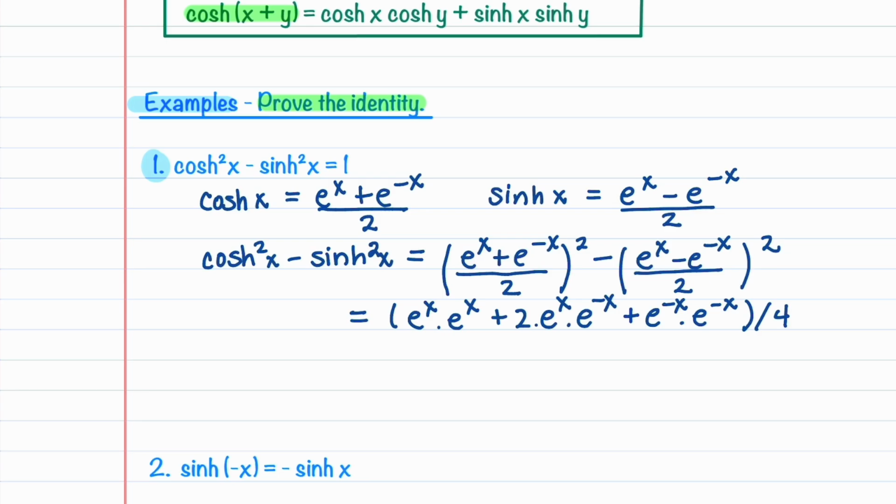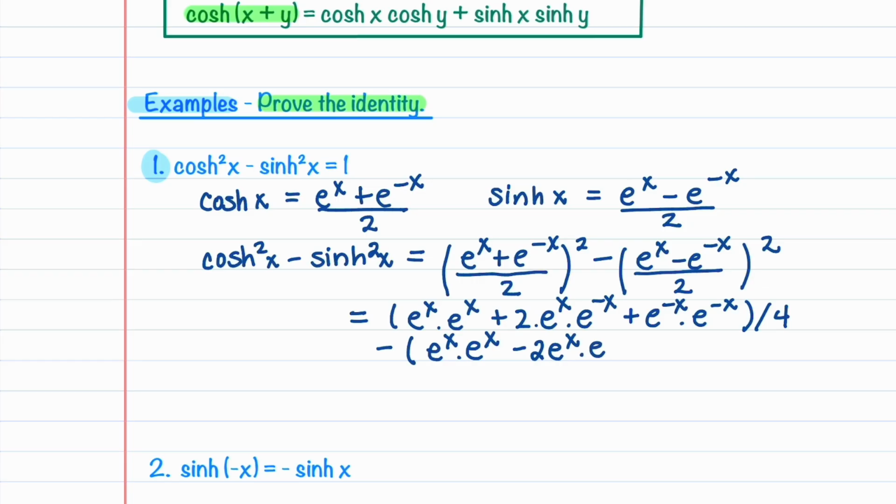Now we're going to do the same thing for the second term. And we're going to subtract that off. So we have in the second term e to the x times e to the x. Now for the middle term, we have a negative. So we have a minus 2 e to the x times e to the minus x. And then our last term, we have a minus e to the minus x squared. So that becomes a plus e to the minus x times e to the minus x. And then that is divided by 4.